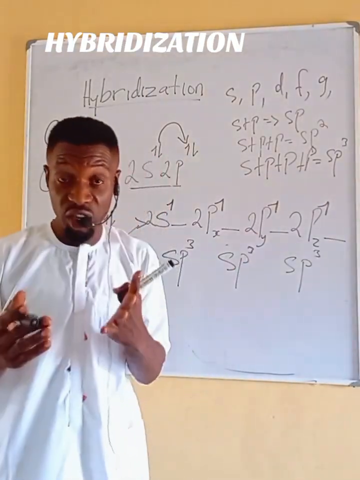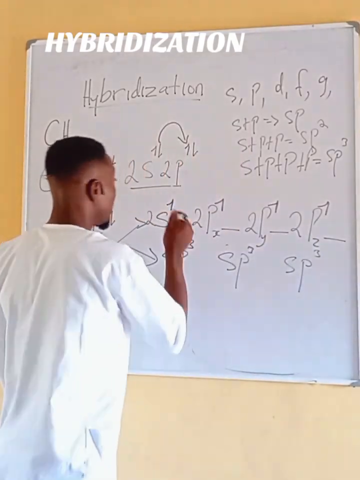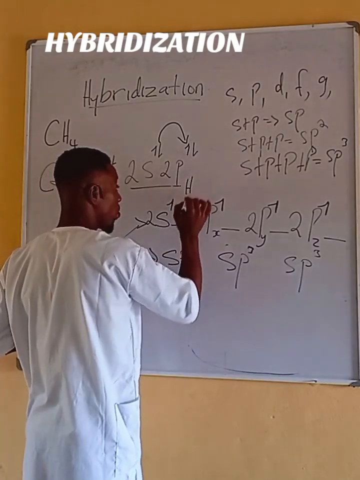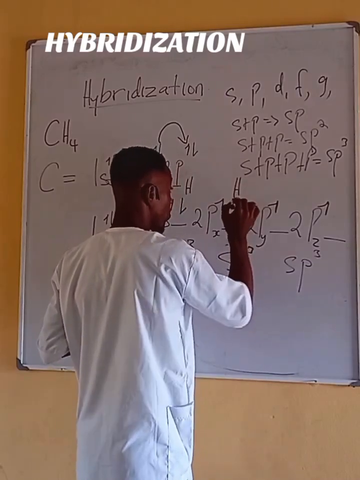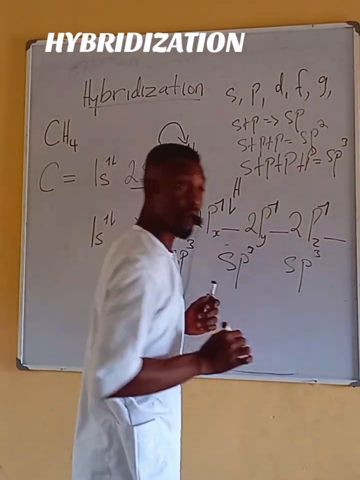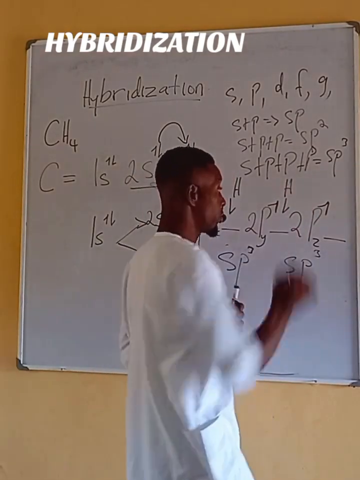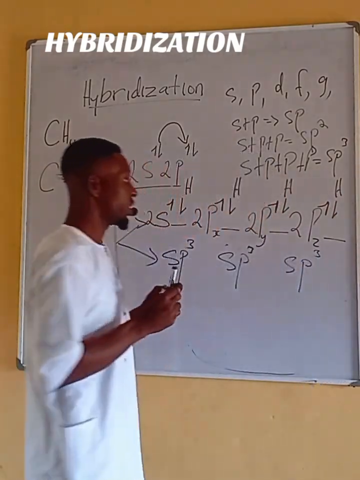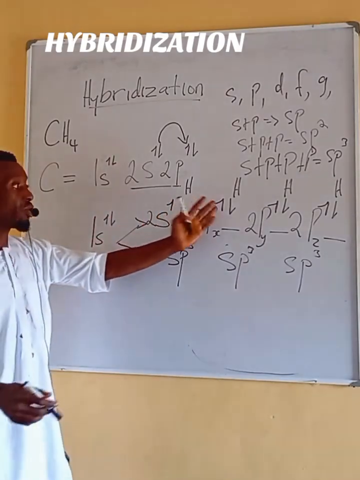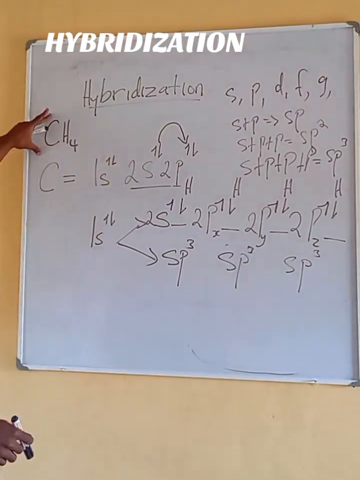Then the carbon bonds with 4 hydrogen atoms. The hydrogen atom from here will contribute 1 electron to form a bond. The next hydrogen atom will also contribute an electron to form a bond. 1 hydrogen atom here will contribute another one to form a bond. And the final hydrogen atom here will contribute to form a bond. Therefore, this leads you to the sp3 hybridization of the molecule methane.